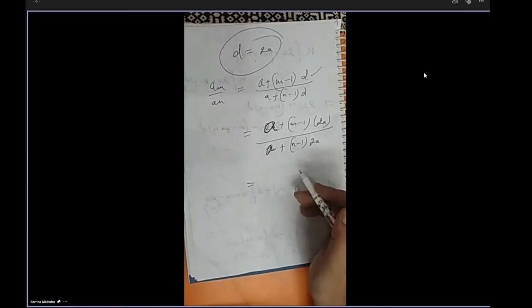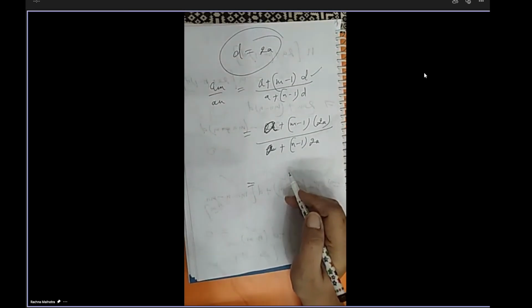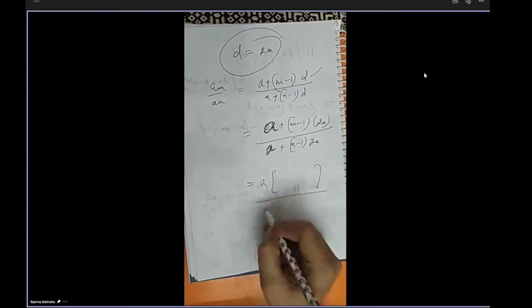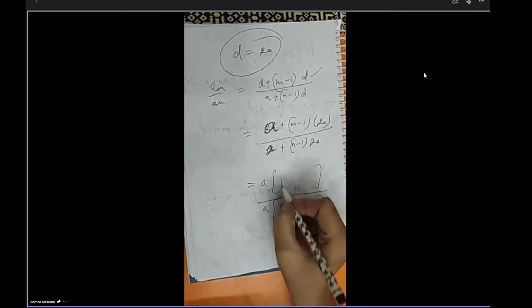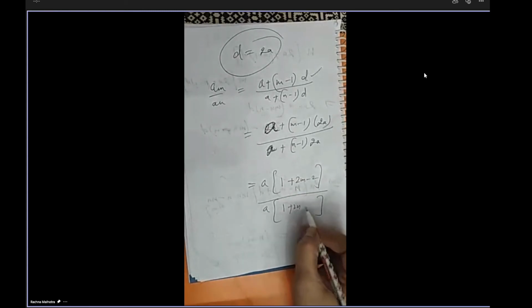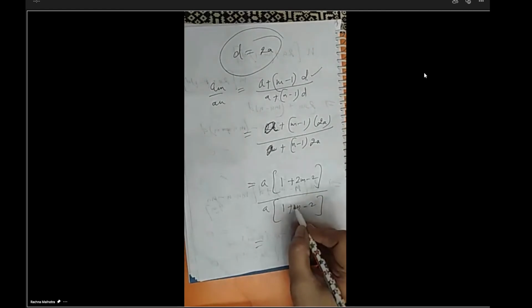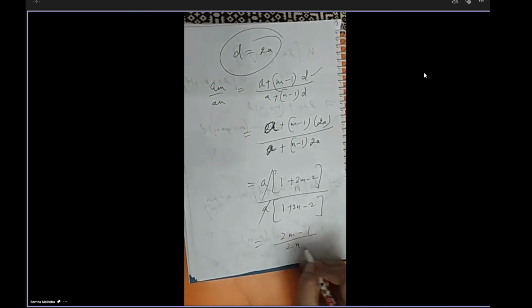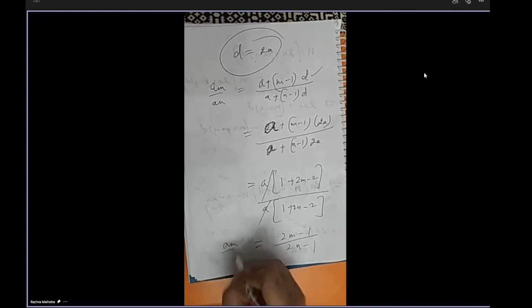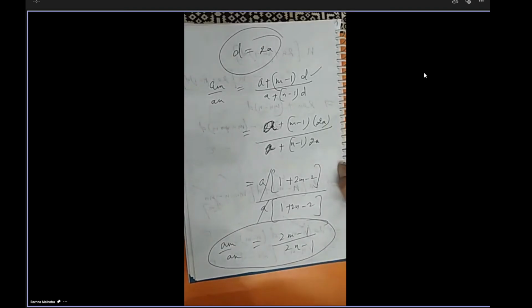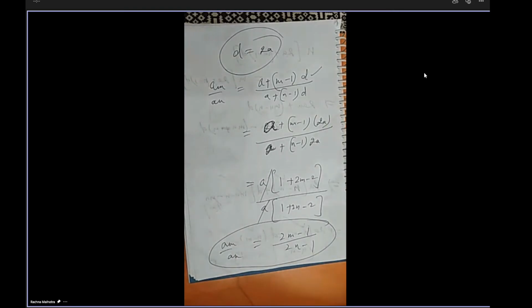Any other suggestion? Cancel out a from both numerator and denominator. So this is 1 plus... so 2m minus 1, 2n minus 1. The ratio of mth and nth term is this, hence proved. Shall I repeat?